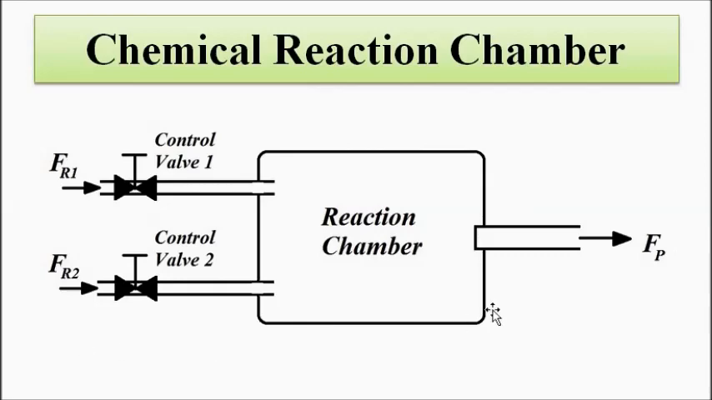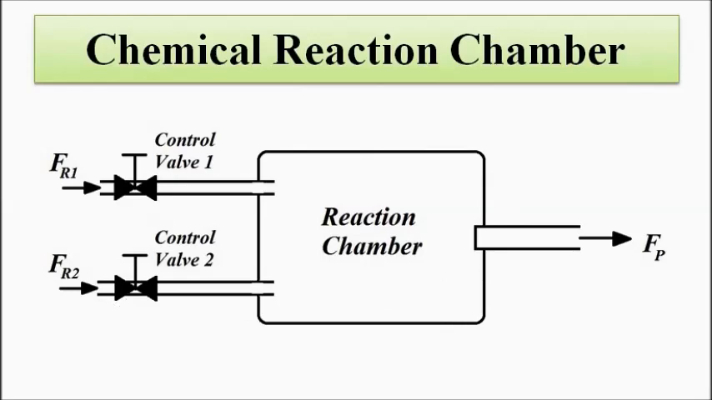So here the flow rates of the reactants R1 and R2 are the input manipulated variables. These flow rates are controlled with the help of these two control valves. Opening and closing these valves to different positions controls the flow rate of the reactants. So the flow rates of the reactants R1 and R2 are the input manipulated variables, and the control valves are the actuators.